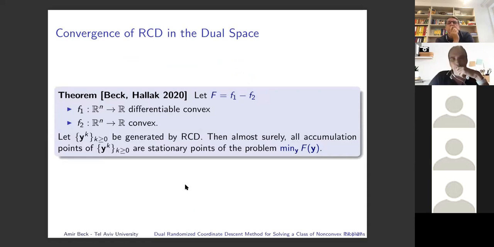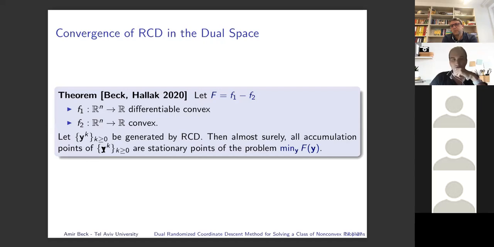We want to know to which kind of points the randomized coordinate descent method converges, and for that, I had a result with Nadav Halak, which says the following. Let's say that F is the difference of F1 and F2. F1 is differentiable and convex. This is exactly the assumption that we have here. And F2 is convex and real valued. Both functions are real valued. Let's say that yk is generated by RCD, and I wrote y because we are going to employ it in the dual space. Then almost surely all accumulation points of the sequence are stationary points of the problem.